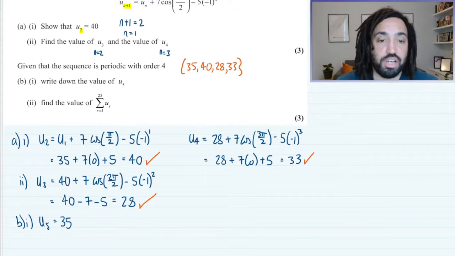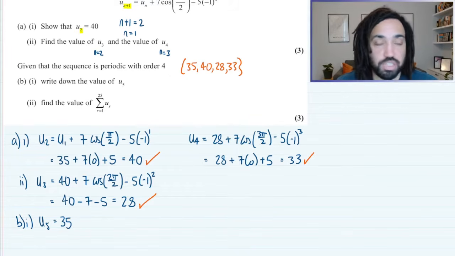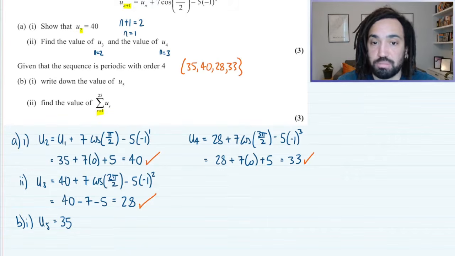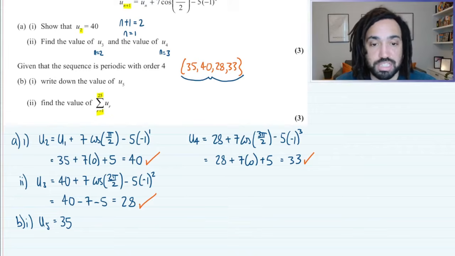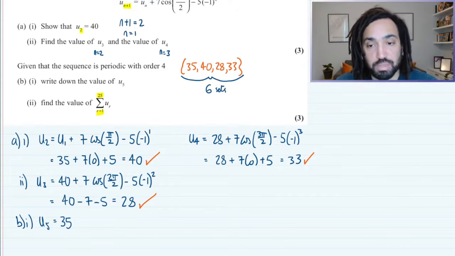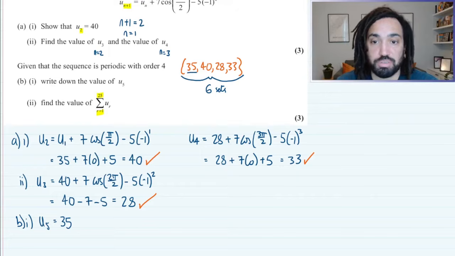And then it says find the value of the sum of the first 25 terms. It means we're starting with the first term and we're going up to the 25th term. So we're going to think about that as sets of 4. How many sets of 4 do we need to get up to 25? Well, if we have 6 sets of 4, that will get us to 24. And then the next term will be the first term of the set, which will be 35 again.